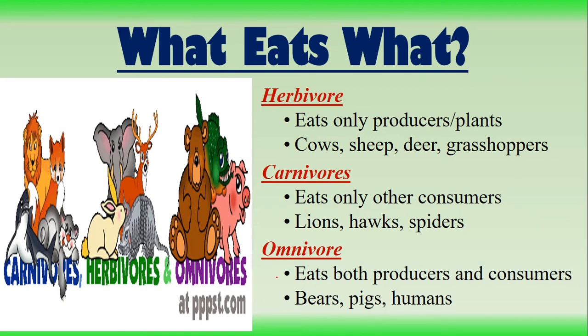Omnivores eat both producers, or plants, and consumers. So they eat meat and they eat plants. So bears are omnivores. They eat berries, they eat salmon, they eat a bunch of other stuff too. Those are just the ones that come to mind when I think of a bear. Pigs are the same way. And most humans are omnivores. I mean, don't get me wrong, I like a steak, but give me a Caesar salad too, and I will devour that at the same time.